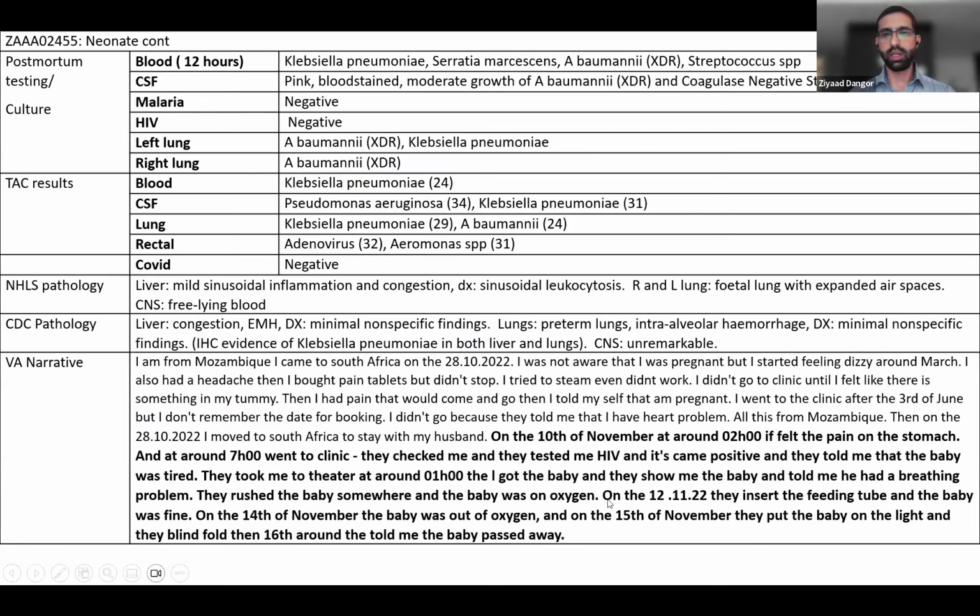They took me to theater. The baby came out, and they said the baby had a breathing problem. They put the baby on oxygen. They inserted a feeding tube. On the 14th, the baby was out of oxygen. On the 15th, they put the baby on lights, and they blindfolded them. Around the 16th, they told me the baby had passed away.